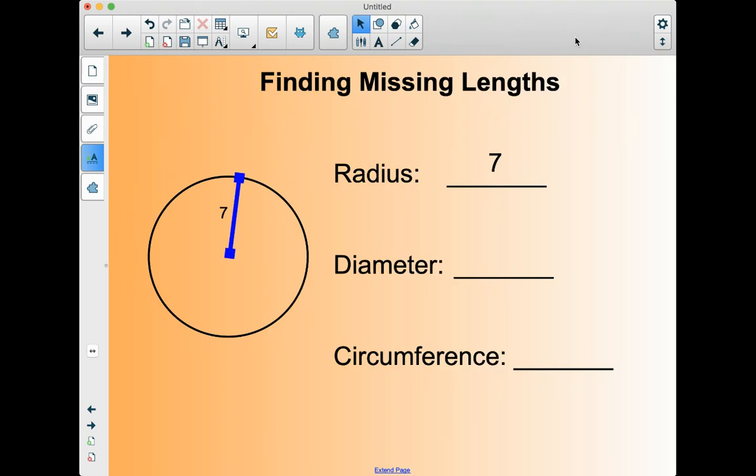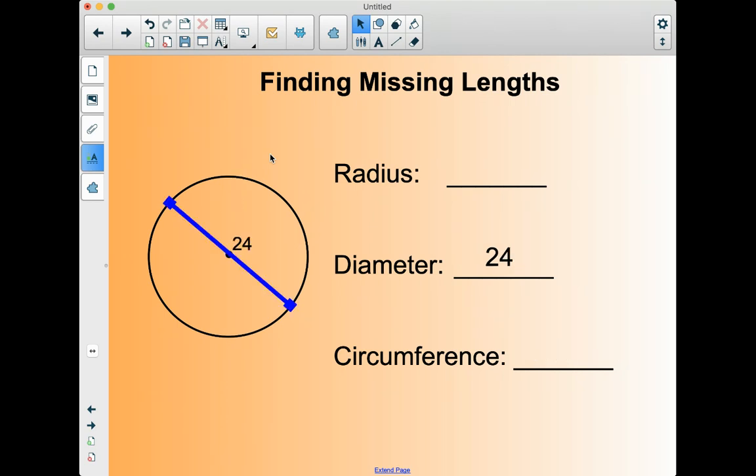I'm given a circle in this example, and the radius is 7. I need to find the diameter and the circumference. I know that the radius is half the diameter, or I can do 2 times the radius to give me the diameter. So 2 times 7 will give me 14. And in order to find the circumference, I know it is 6 times the radius, so I have to do 6 times 7, and it's going to give me 42.